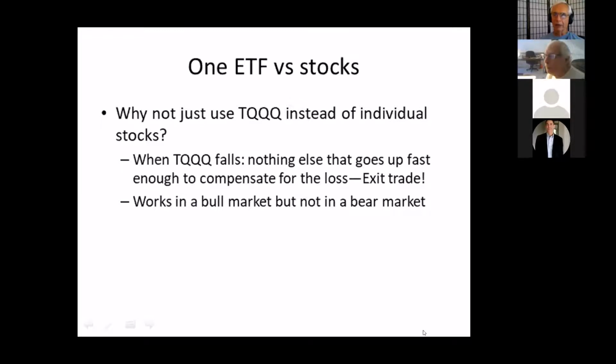Then we have other folks like myself and Steve and a few others running the triple NASDAQ, TQQQ, instead of triple stock. You get some really great gains in the bull sense, but when TQQQ falls, nothing else seems to go up as fast or enough to compensate for the loss. Instead, what we do is we basically exit the trade. It works great in the bull market, but not so good in the bear market if you're going long only.